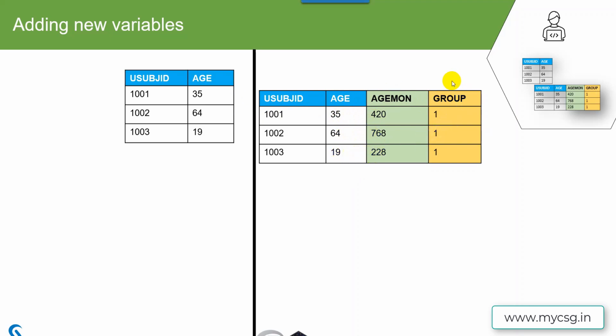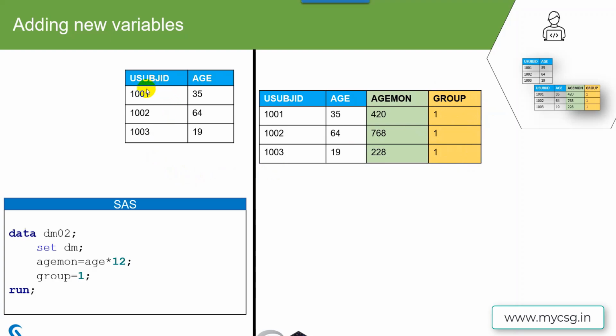And then I want to create a second variable called group by manually assigning a value of 1 to it. So how do we do it in SAS? Let's say this dataset is called the DM dataset. We read the existing dataset using the set statement and specify DM as the input dataset. And then we are creating a new dataset as DM02. In this, I am creating a new variable called age mon by multiplying the age value by 12.